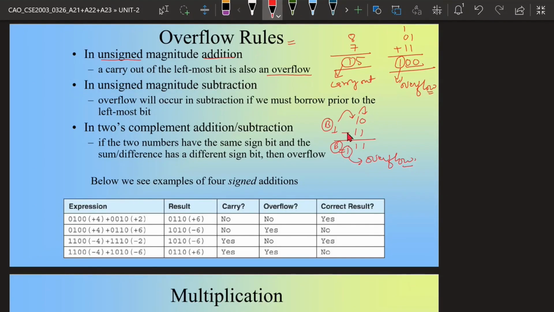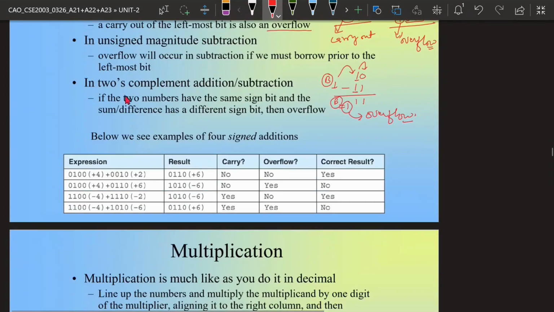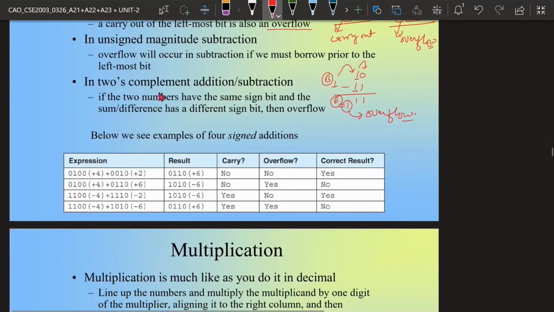So if it is going to take the borrow in case of subtraction from the leftmost bit, the MSB bit in both the cases, so if the MSB requires a borrow, then that will be considered an overflow. This is in case of unsigned magnitude subtraction. Similarly, in 2's complement, or you can call it the signed case.